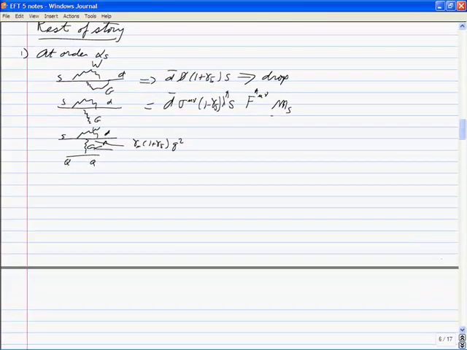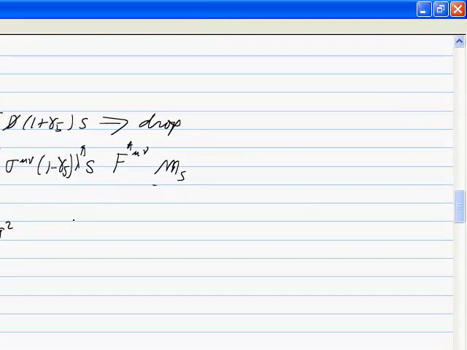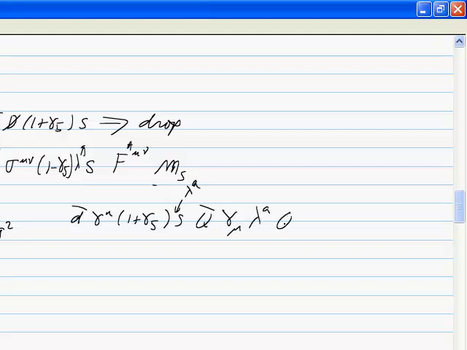so it doesn't contribute to anything else. But then there's a 1 over q squared from here, so they cancel, and there ends up being a net operator. That's a nice local operator. So the operator is d bar gamma mu (1 plus gamma 5) s, q bar gamma mu, and there should be a color factor lambda a there, q. Okay. This is the so-called penguin diagram.